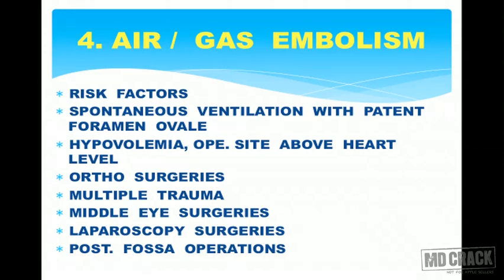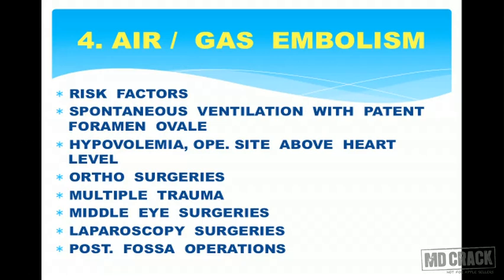Now talking about the next complication, it is air or gas embolism. What are the risk factors involved in it? Following are the risk factors, like spontaneous ventilation with patent foramen ovale. This is a major cause of air or gas embolism. And air or gas embolism, as you all know, is a life-threatening situation. If not treated properly and if not cured properly, there is no other outcome than death. Because if you do not remove the embolism, it obstructs your blood flow to the major organs, as a result of which death is the only outcome.